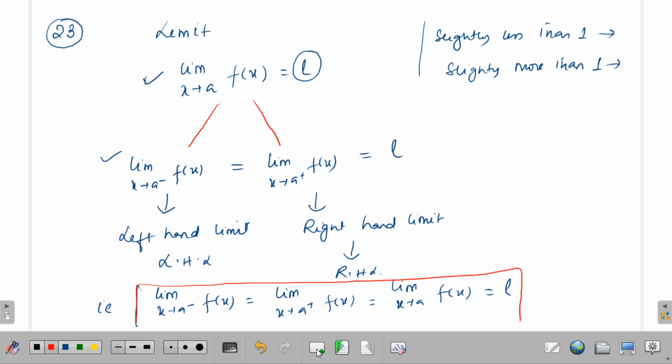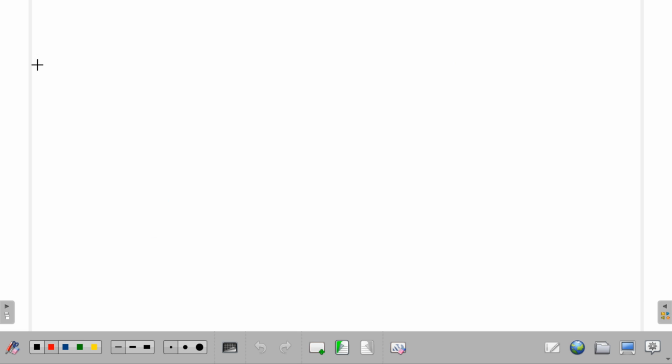Okay, as I said, we're going to start with your question number 23. Let me just go ahead. Question number 23 is: find the limit of x tends to 0 f of x and the limit of x tends to 1 f of x, where f of x was given to be 2x plus 3 for x less than or equal to 0 and 3x plus 1 for x greater than 0.